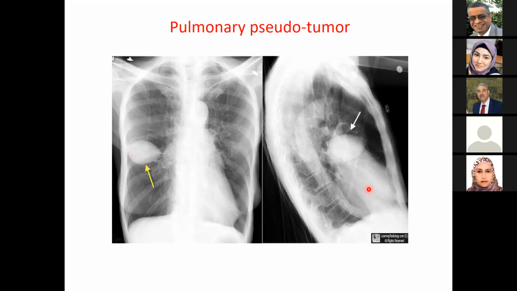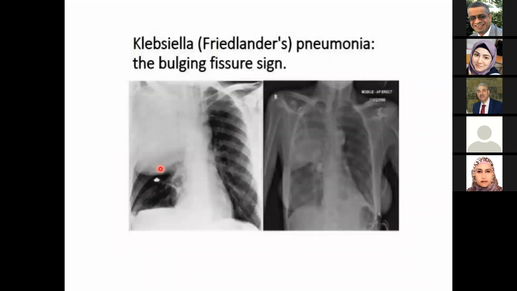This X-ray view shows the bulging fissure sign. This is an important sign in patients with Klebsiella (Friedlander) pneumonia, also in the transverse fissure.